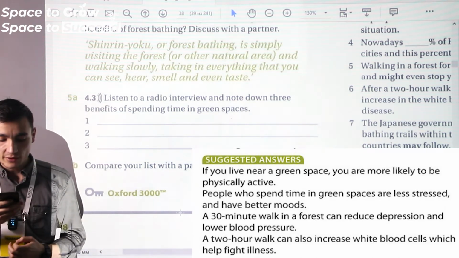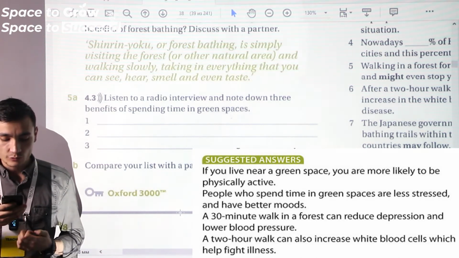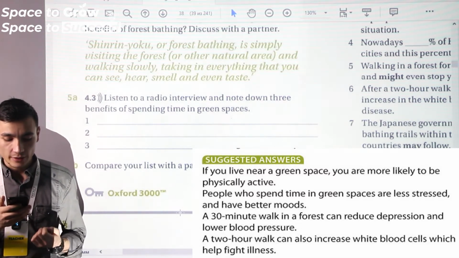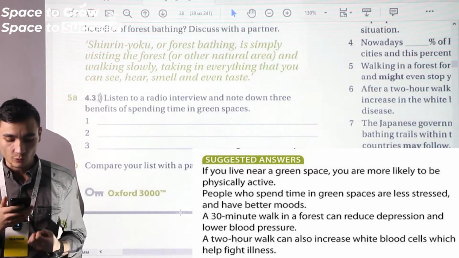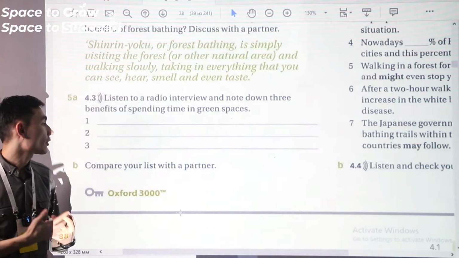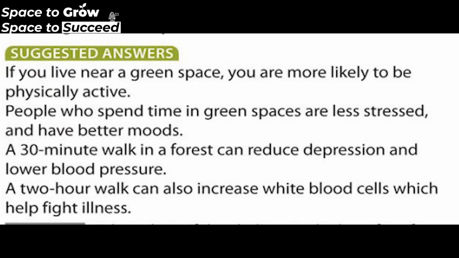1. If you live near a green space, you're more likely to be physically active. People who spend time in green spaces are less stressed and have better moods. A 30-minute walk in a forest can reduce depression and lower blood pressure. And a 2-hour walk can also increase white blood cells, which help fight illness. Exercise B. Now compare your list with your partner.